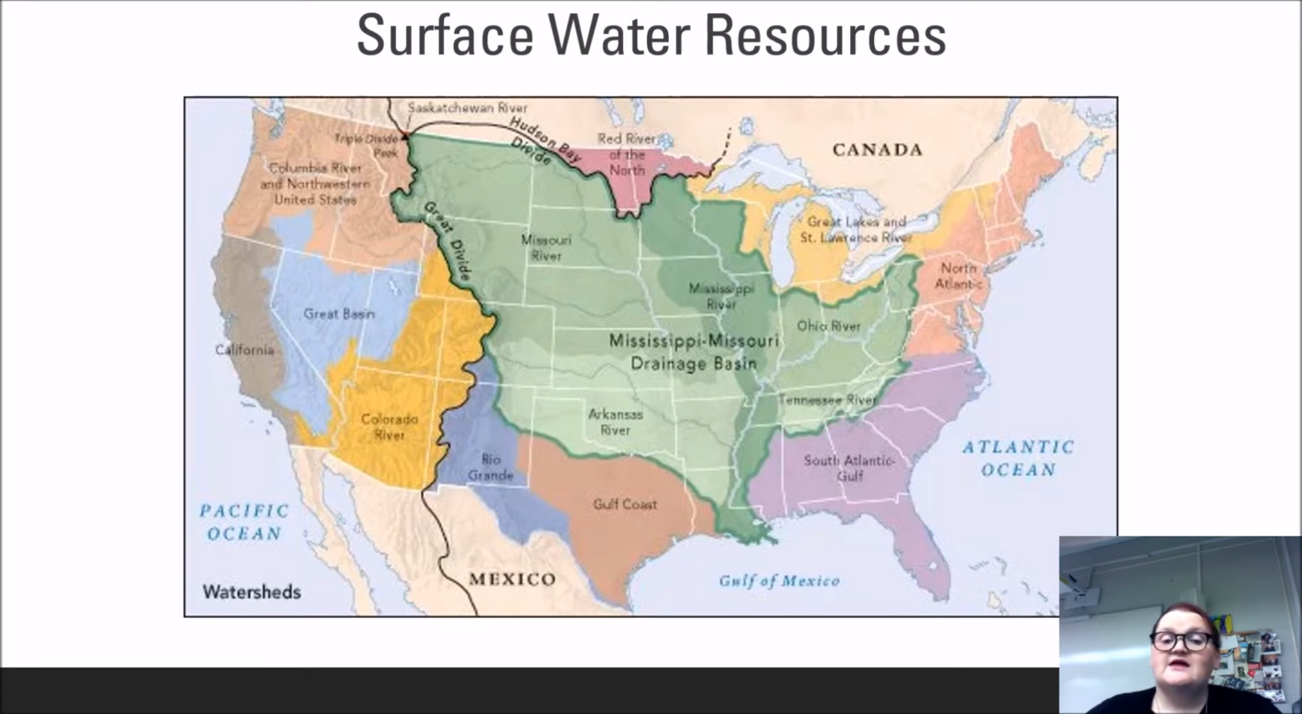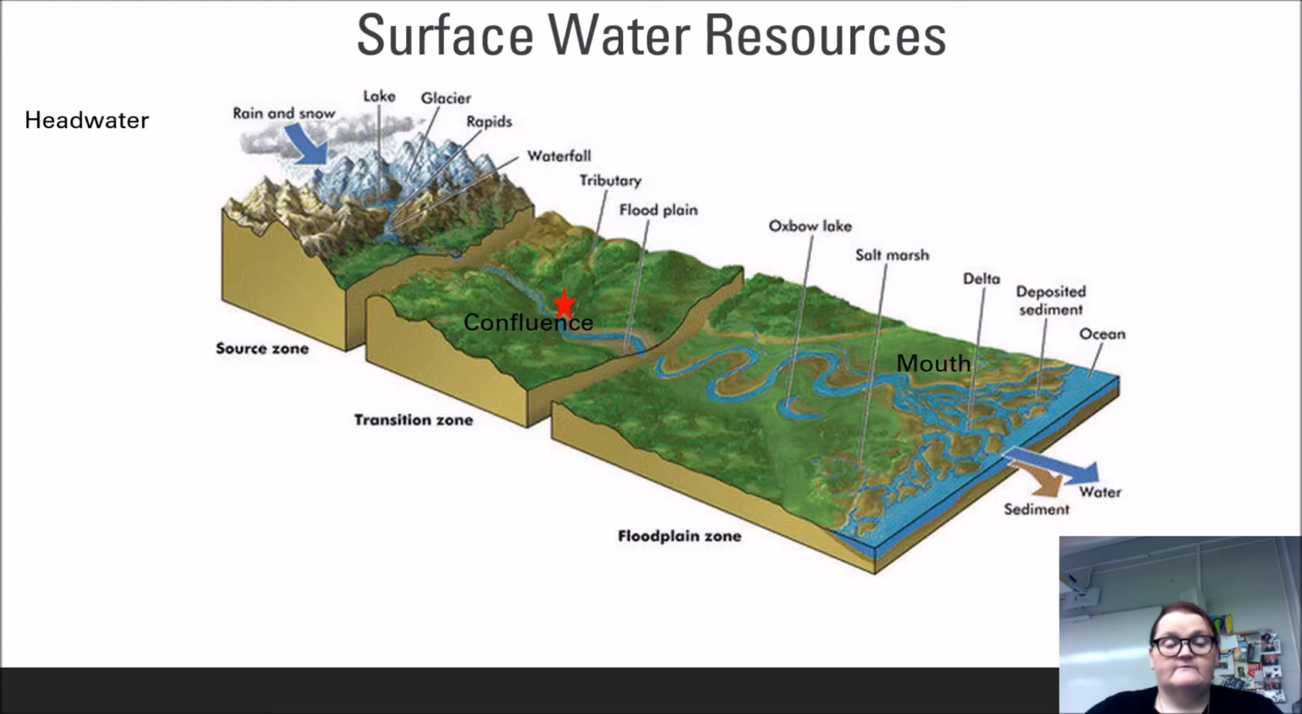We can also take a step back and note that the Mississippi River watershed is made up of several smaller watersheds, such as those associated with the Missouri, Ohio, and Tennessee rivers. In the vast majority of cases, a watershed will collect all of the water into an area of a river.